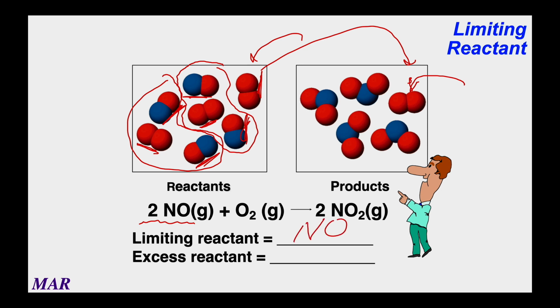So NO is the limiting reactant. There's nothing left on the other side. You run out of NO before you run out of O2. The oxygen is left over on the other side. You've got more of that than you need. So O2 is the excess reactant.